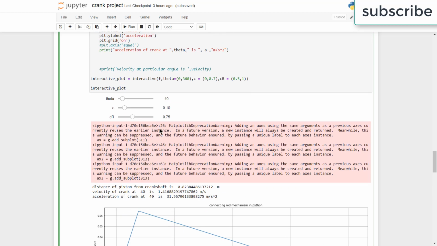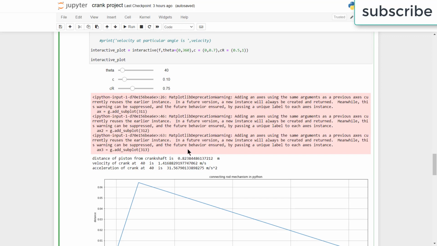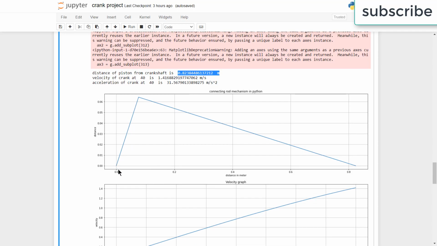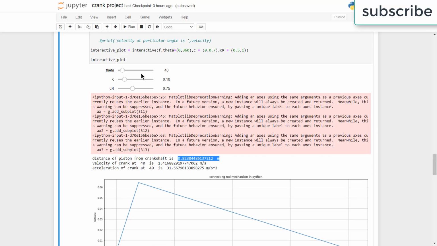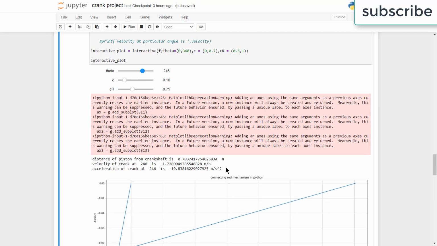And this holds a value like this, and here you can read it. Here you can see the value of acceleration, and this is the velocity, and this is the distance from here to here, and here is the angle. If I change it, you can see the angle updates, and velocity and acceleration as well.